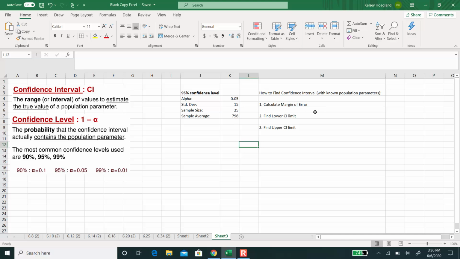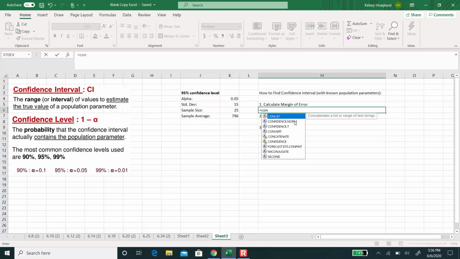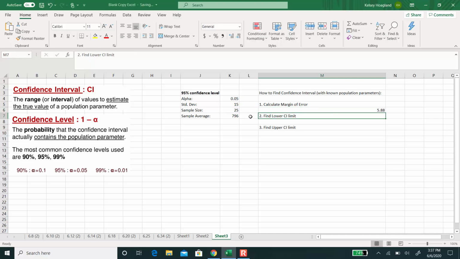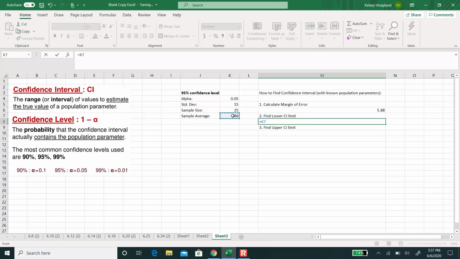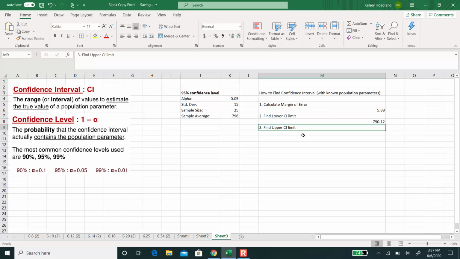So you start out by calculating your margin of error. So you use the confidence norm equation right here, and then from that you have to know alpha and plug it in. You put in your standard deviation and your sample size. You get 5.88, and now you can go on to finding the lower confidence interval limit. So for this, you take your average, and for the lower, you subtract the margin of error. And then you get your lower limit.